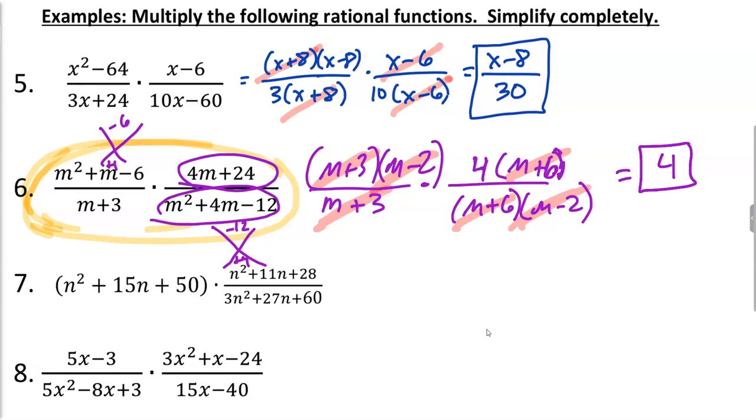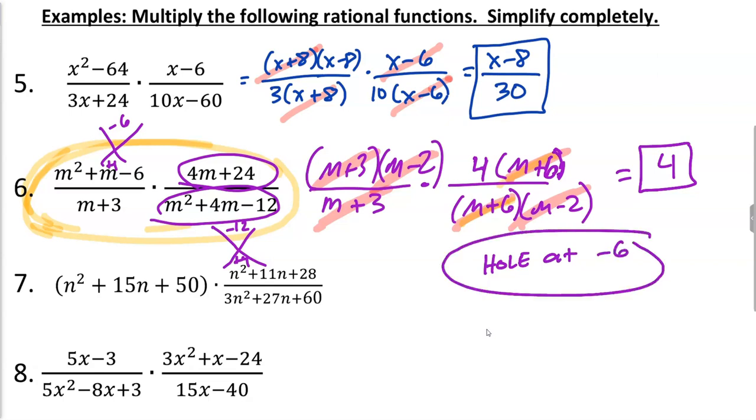Every time you cancel something out, like M plus 6, M plus 6, there's a hole at negative 6 because you're doing 0 over 0. It's really cool. That's actually calculus stuff, but I'm going to teach you guys that. So there'd be a hole at positive 2 and a hole at negative 3. So if I were to graph that, it would be like a straight line because 0 over 0 is indeterminate. And with calculus, we can do limits. It's really cool, actually.